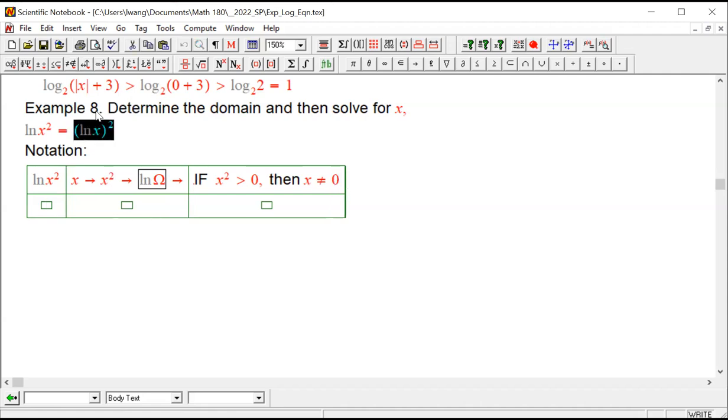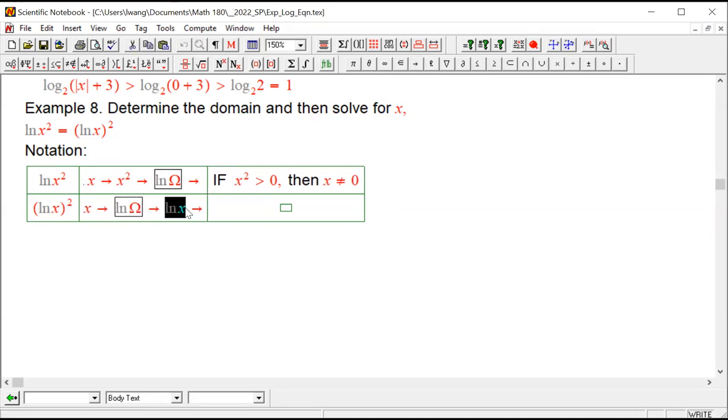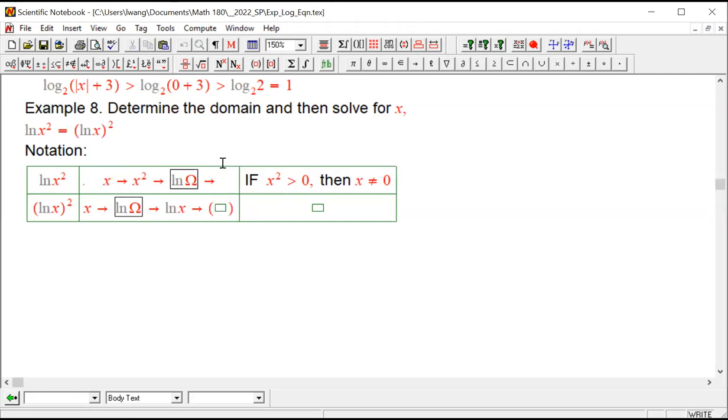How about the other one? The other one's flow goes like this. We'll have input, and this input will be given to natural logarithm. So we produce ln x, and this output will be squared. Okay, you can see the difference, right?